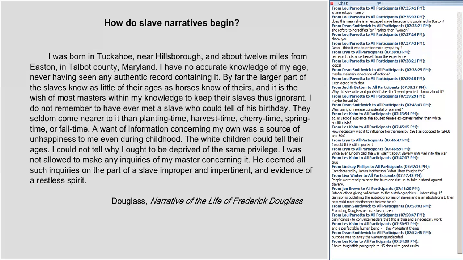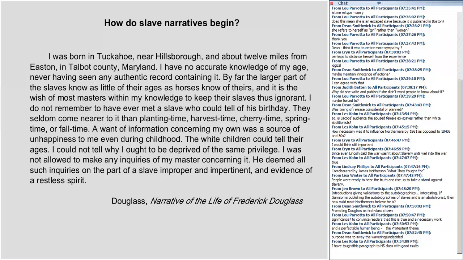Now, what is the reason why you would not want someone to know how old they are? Why might you want to keep that information hidden from people out there? While we're waiting, why don't you note Les Condot said he's taught this paragraph to his classes with good results. So it works both in college and in high school. Why would you not want to tell someone or let somebody know when they were born?